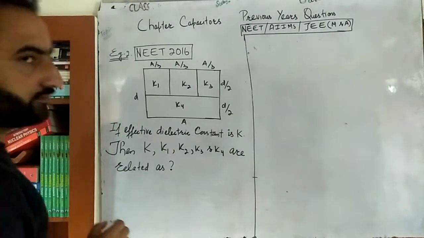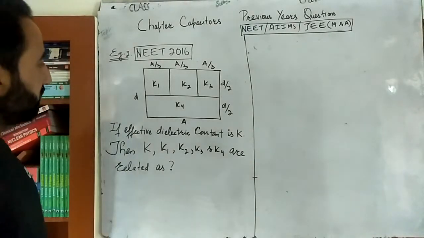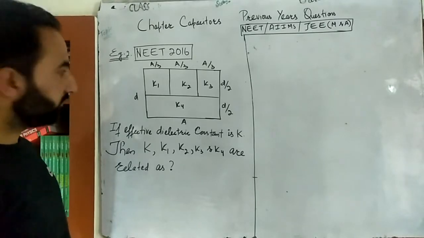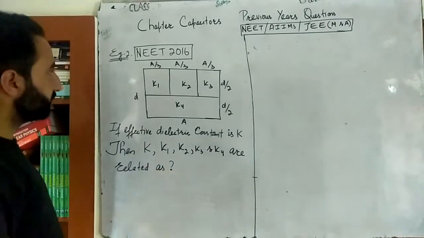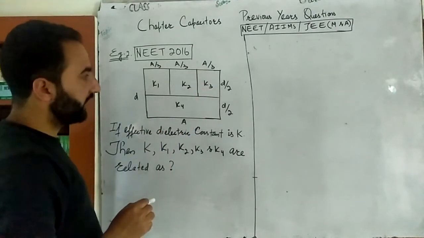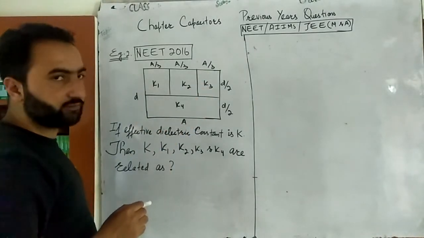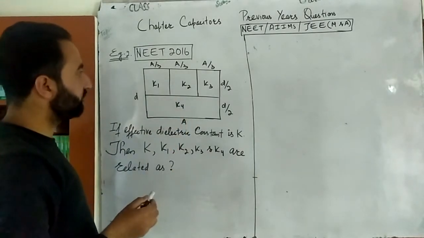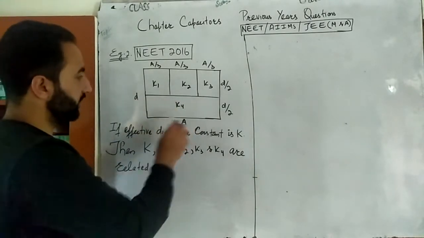Example number 2 for you, and this question is asked in NEET 2016. Exactly similar question is asked in the IIT JEE 2000. Okay, so the question is like this. This is a parallel plate capacitor of area A, and the separation between the plates is D, and these are 4 different dielectrics whose dielectric constants are mentioned, that's K1, K2, K3 and K4.